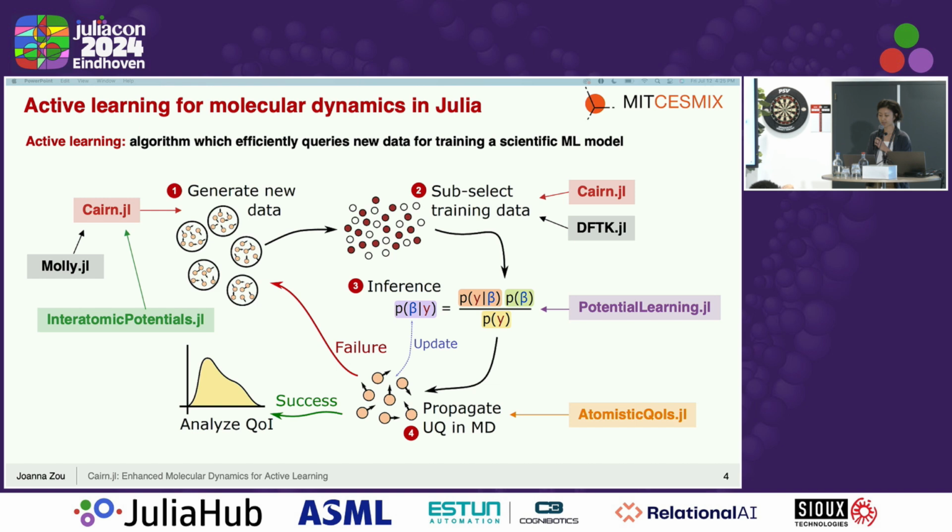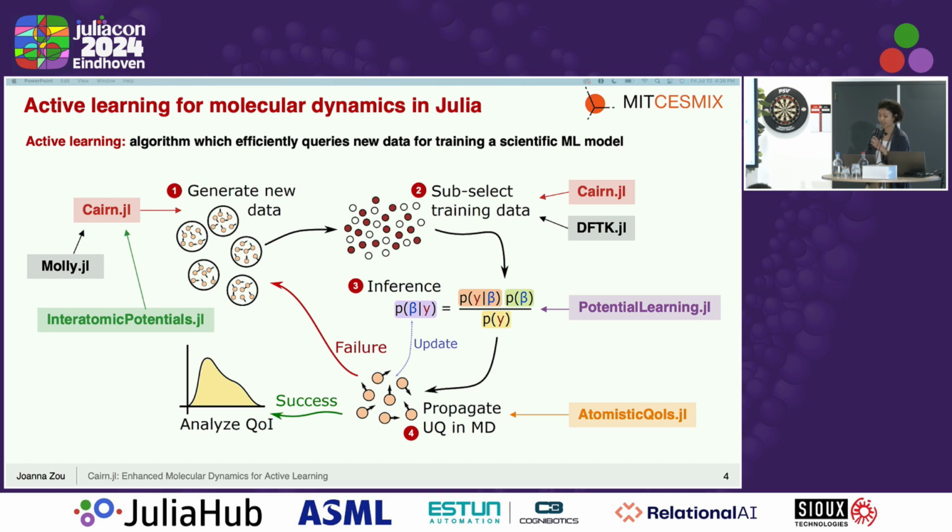And finally, the fourth step is to evaluate the accuracy, stability, and performance of our updated model for characterizing various material properties. So atomistic QIs is our package now for calculating these quantities of interest using the updated model. And the idea here is to apply these steps in an iterative loop, which is terminated after we've reached some threshold of model accuracy.